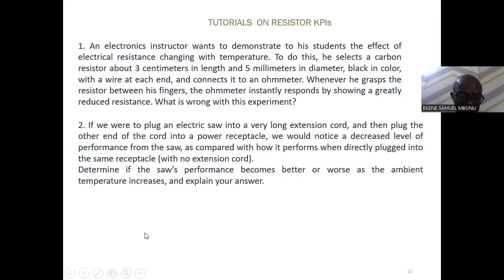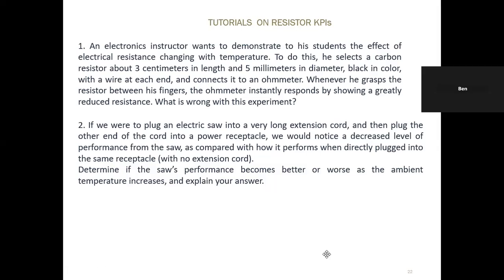Who can answer? His hands, the temperature of his hands is part of what is reducing the resistance. The temperature from his body is reducing the resistance. Okay, that's correct.